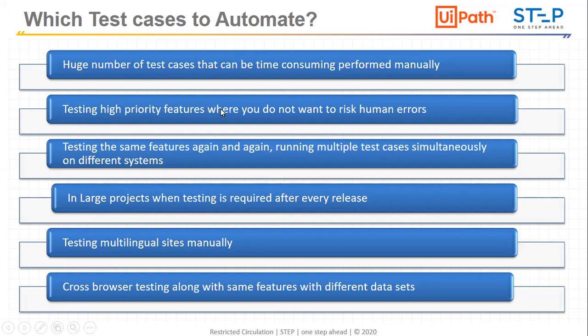Then testing high priority features, as I said earlier, like the business risk.